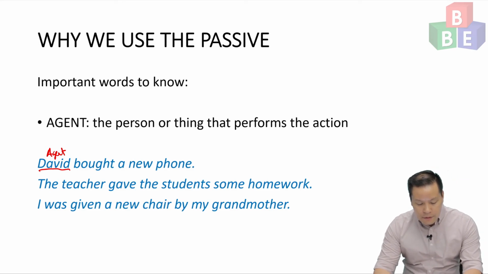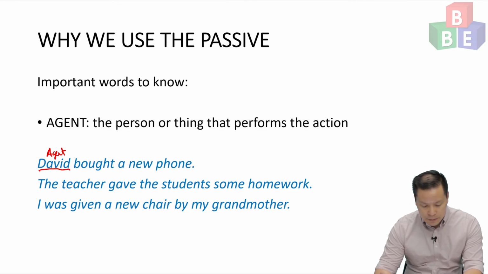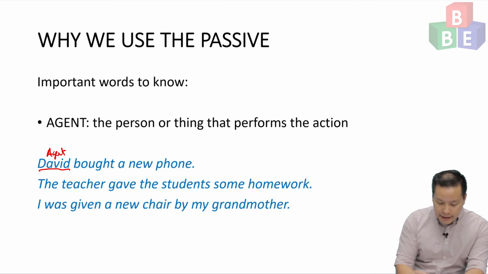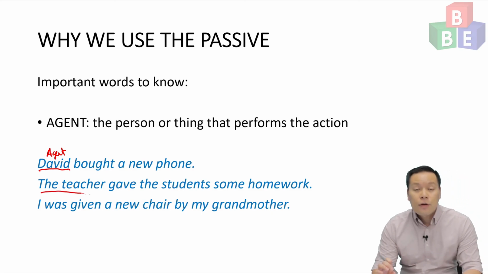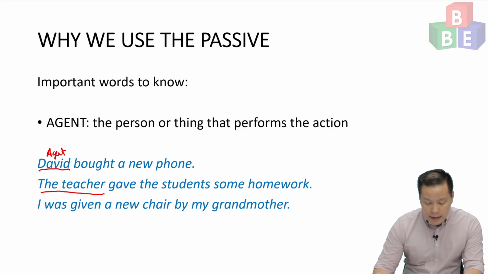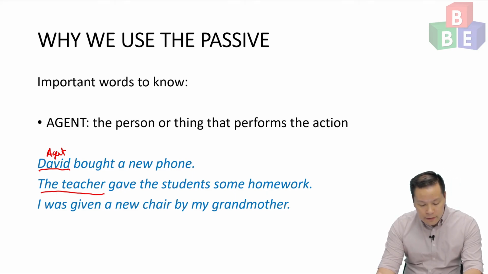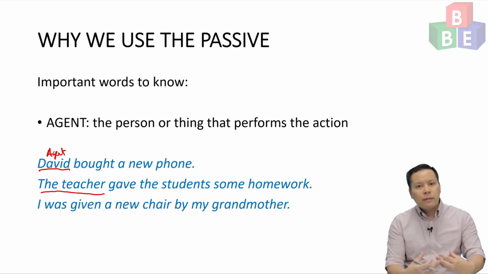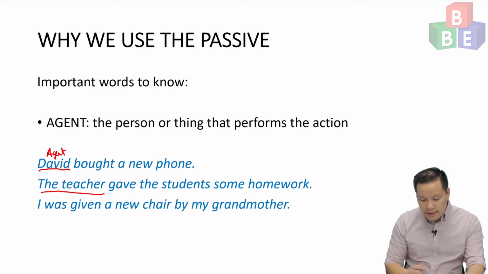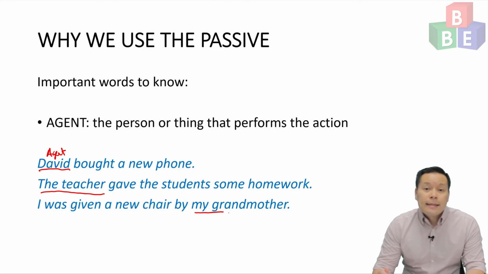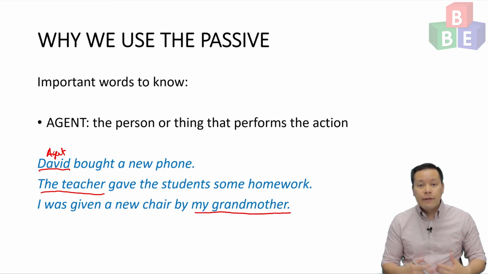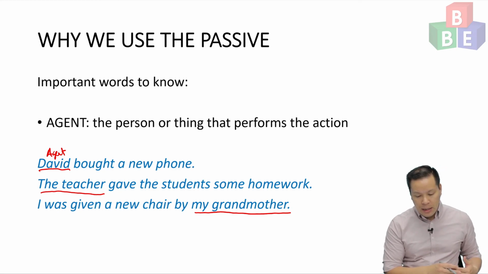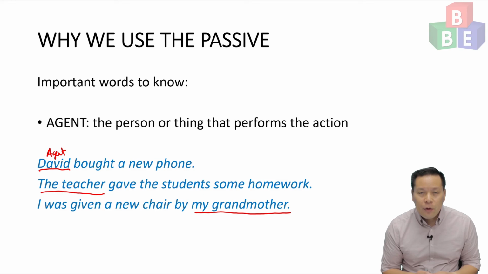In the second example, the teacher gave the students some homework. So who does the giving? In this case, the teacher does the giving. So the teacher is the agent. In the last example, I was given a new chair by my grandmother. In this case here, am I going to underline I? Is I the agent? Do I give the new chair? No, not in this sentence here. In this sentence here, my grandmother is the agent because she is the one giving the chair to me. And this one here is an example of the passive voice.